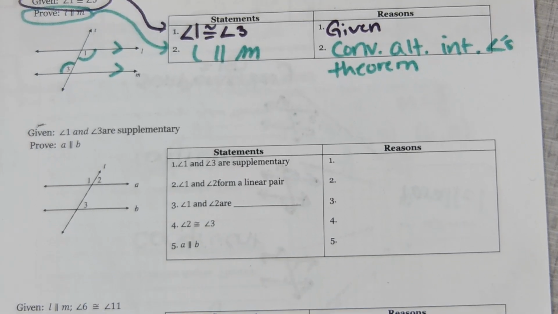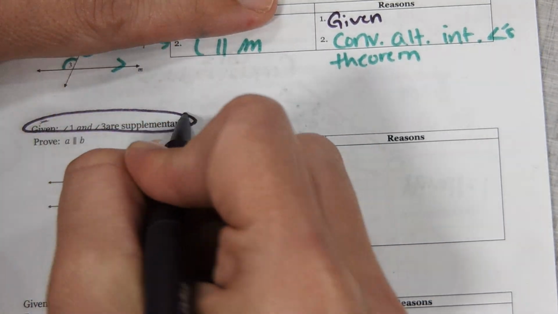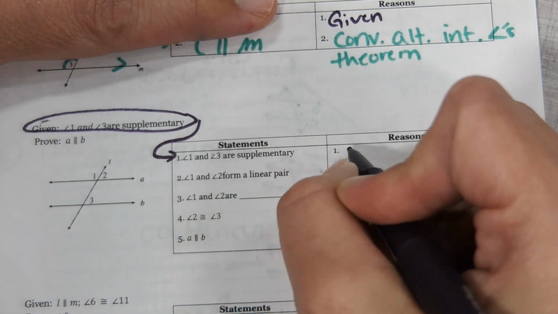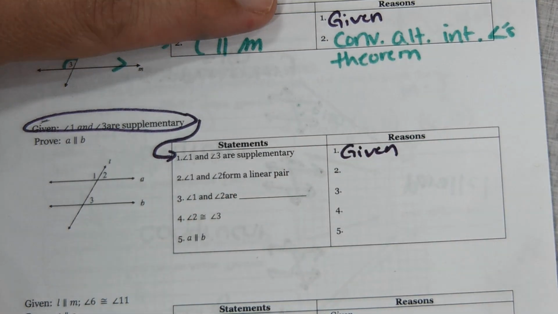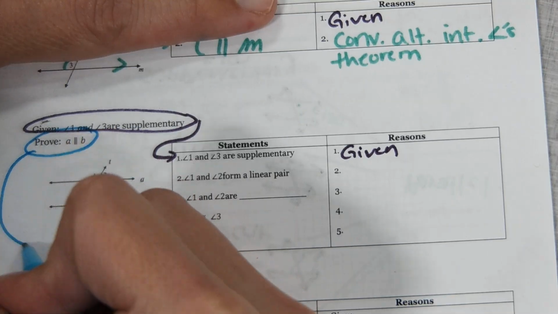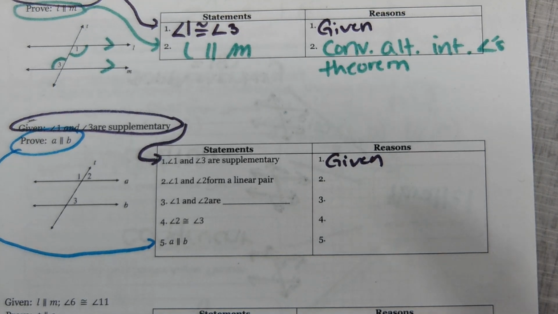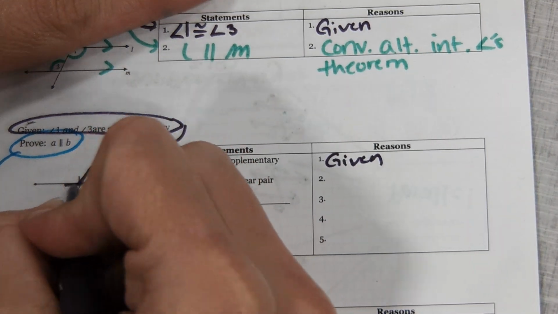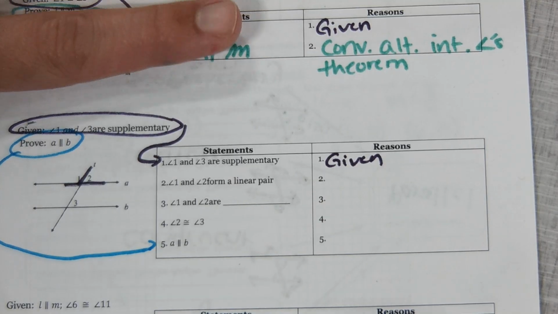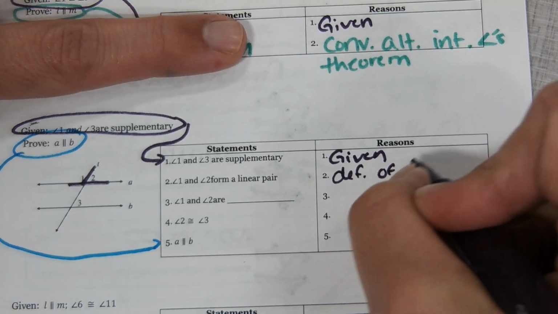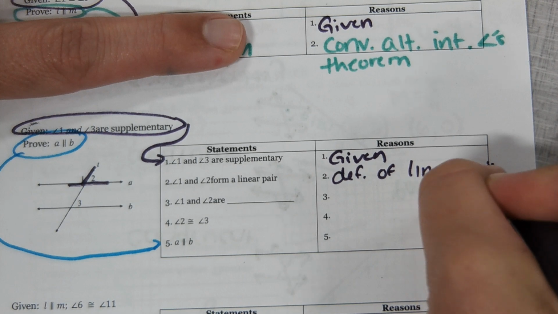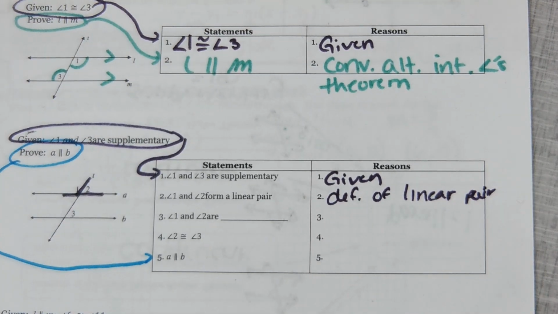Okay, then here we have the given. So always plug that in the first line first. Looks like they already filled it in here. We just have to write given. And then the proof statement, make sure it's in the last line, which it is. Okay, then it says 1 and 2 form a linear pair. We can see right here that 1 and 2 come together to form a straight line. So that is just definition of linear pair. If two angles are adjacent and form a straight line, then they are a linear pair.